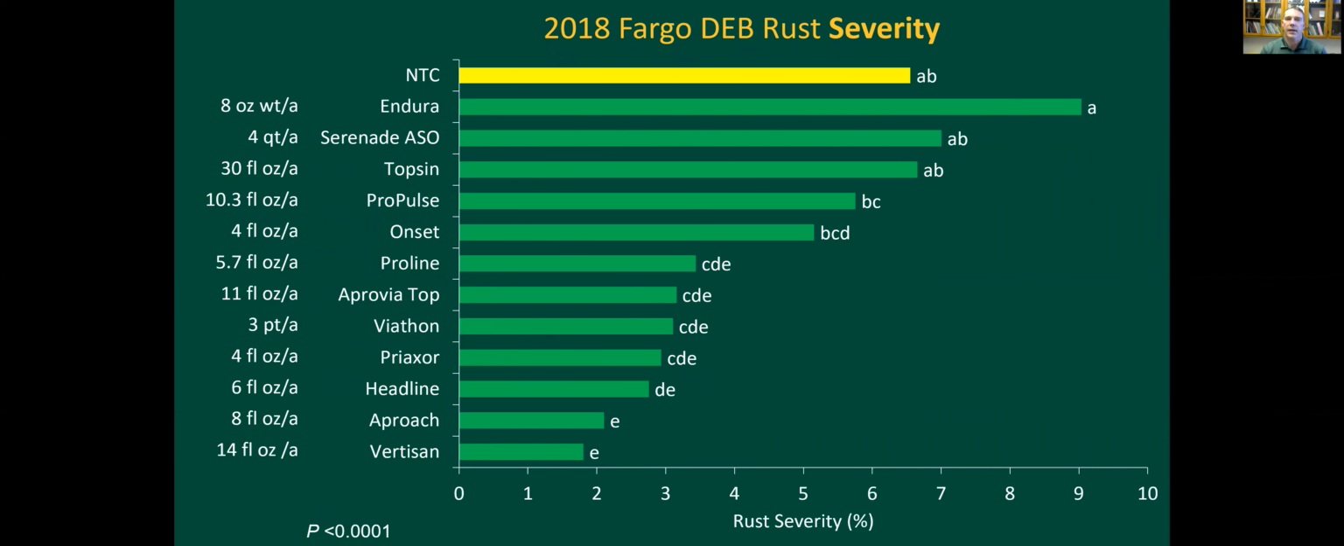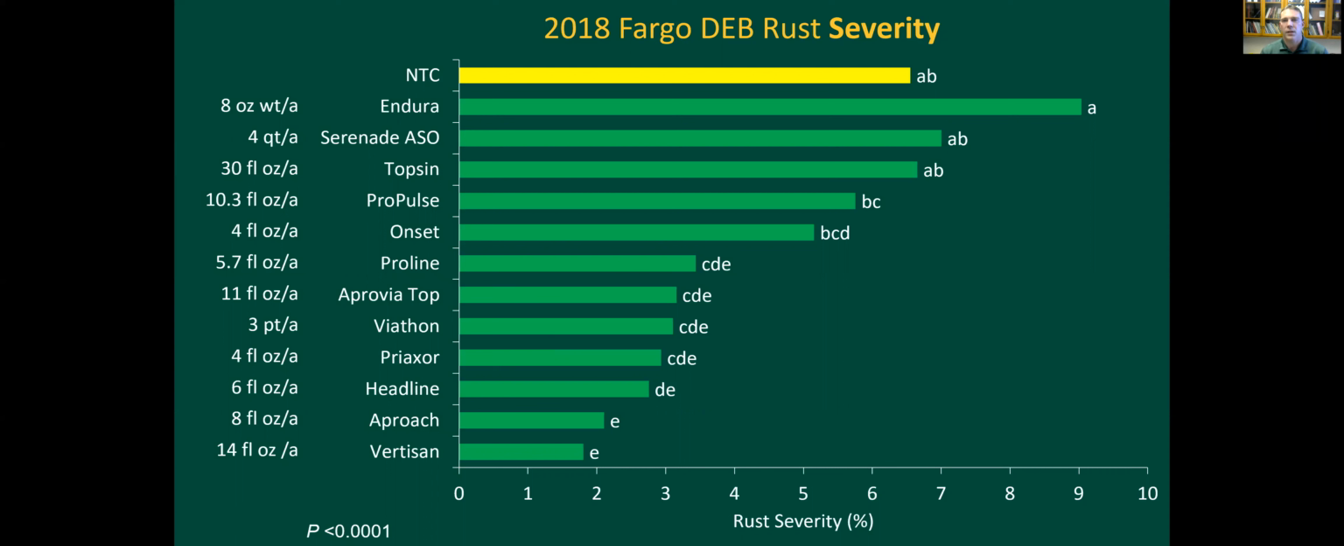In 2018 we had another trial, and this was a little larger. There's some other products in there, there's some generics as well. So the non-treated control is about 7%. Some of the products that we tend to think of as white mold products are not as effective on rust as some of the others, but you can see pretty good separation with the different products that we're applying.